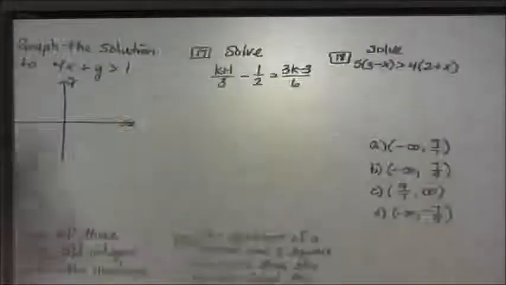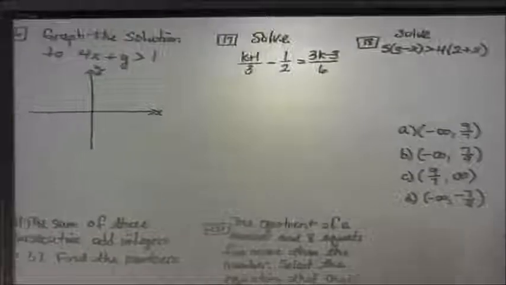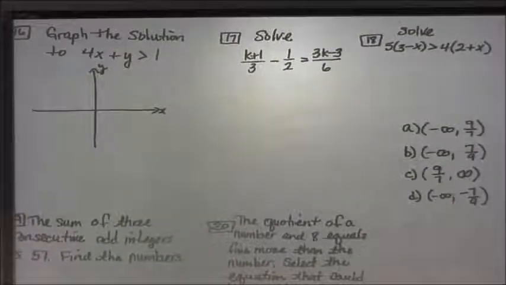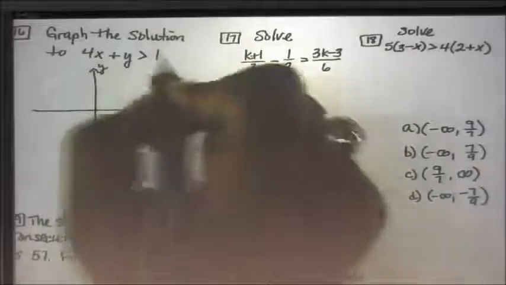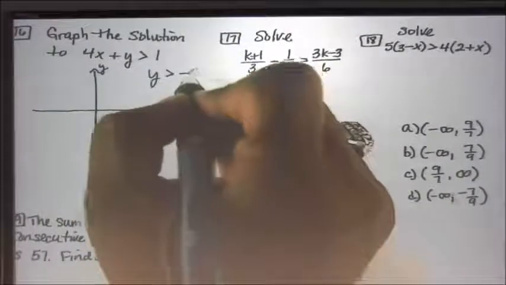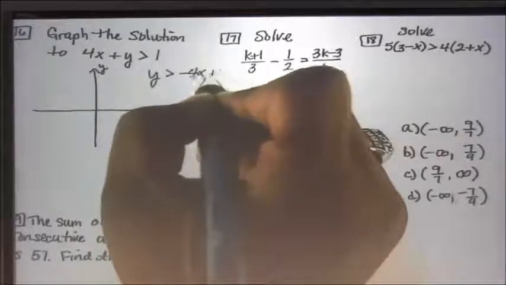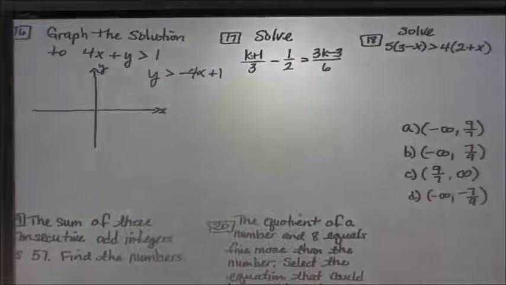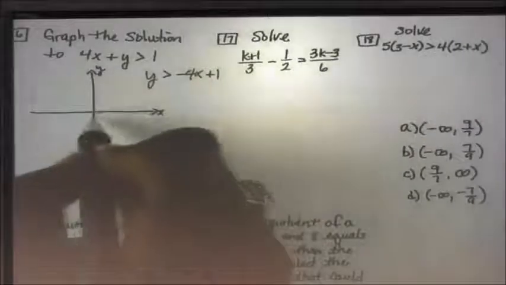Here we are looking at 16. It says graph. They give us a graph. We have to put it in what form first? Slope-intercept form. And we can do it with one movement. So we have y is greater than something, plus something, okay? So we got it in y, slope-intercept form.